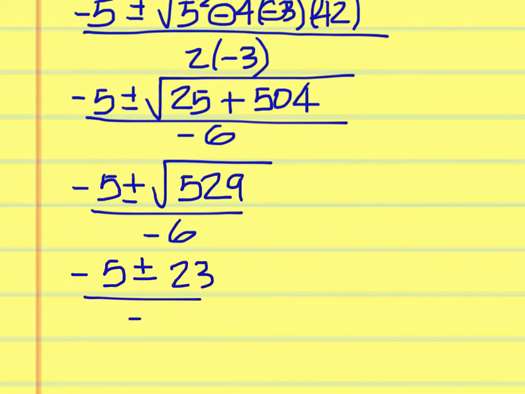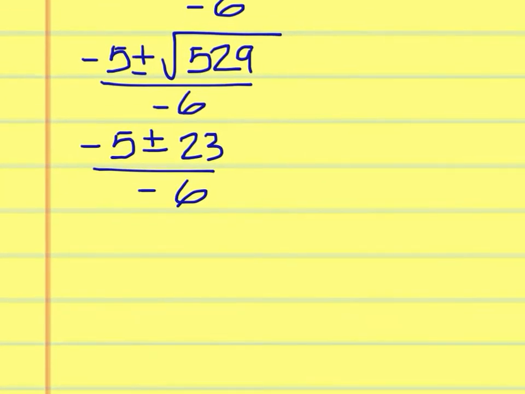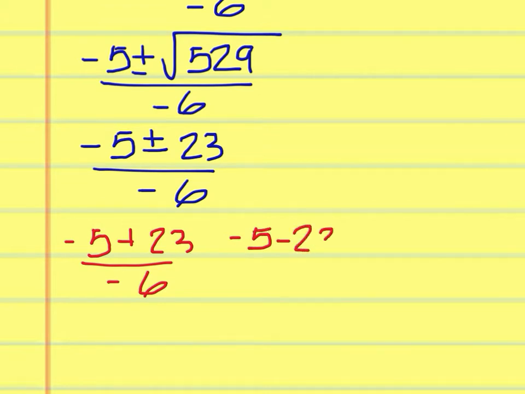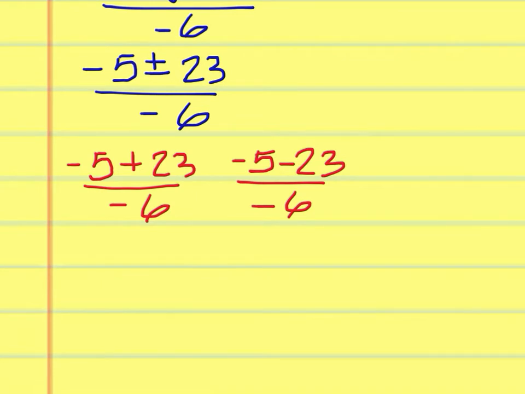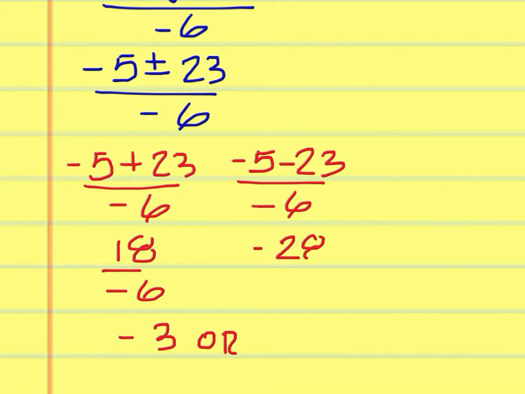So now you have two problems to do. You have one that is -5 plus 23 over -6, and one that is -5 minus 23 over -6. -5 plus 23 is a positive 18. Divide by -6 to get a -3. Or it could be, on the right-hand side, a -28 divided by a -6. And when you reduce that, you'll come up with a positive 14 over 3.